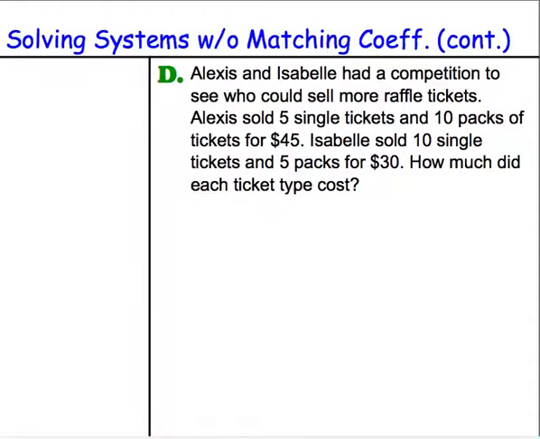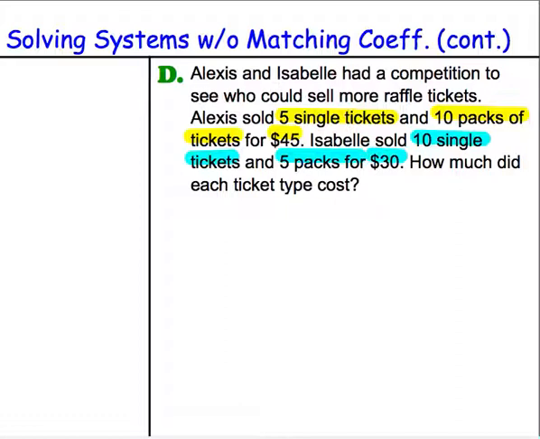So our next one we've got Alexis and Isabel. They had a competition to see who could sell more raffle tickets. Alexis sold 5 single tickets and 10 packs of tickets for $45. And Isabel sold 10 single tickets and 5 packs for $30. And how much did each ticket type cost? With keywords, we have 5 single tickets, 10 packs of tickets, $45. And we've got Isabel with 10 single tickets and 5 packs of tickets for $30.